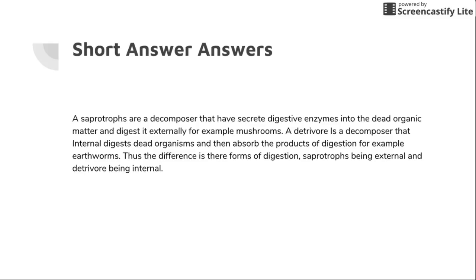A saprotroph is a deconsumer that secretes digestive enzymes into the dead organic matter and digests it externally, for example, mushrooms. A detritivore is a deconsumer that internally digests dead organisms and then absorbs the products of digestion, for example, earthworms. Thus, the difference is their forms of digestion, saprotrophs being external and detritivores being internal.